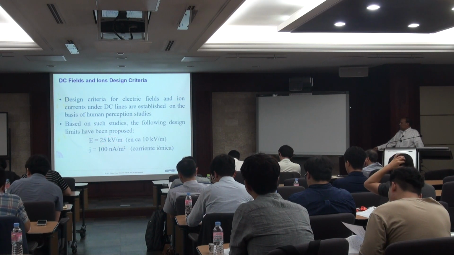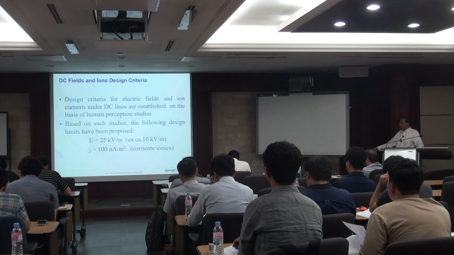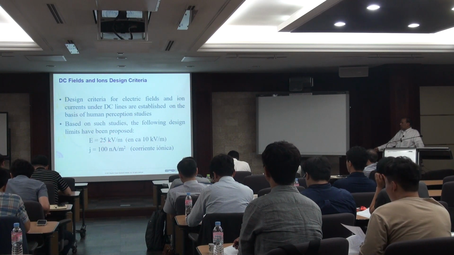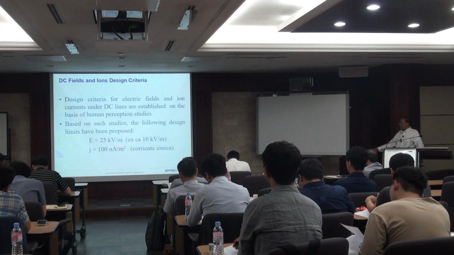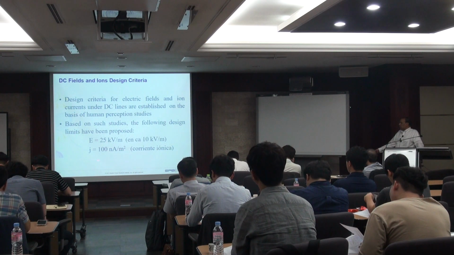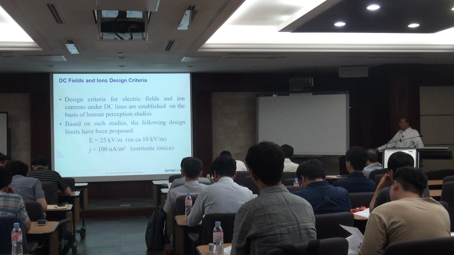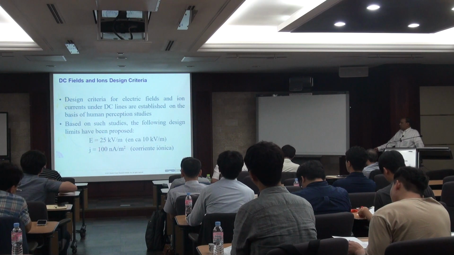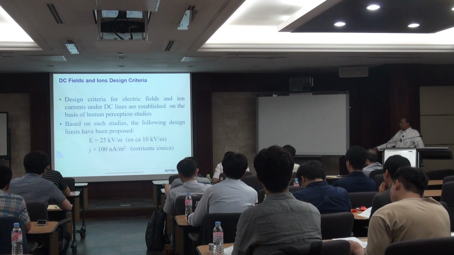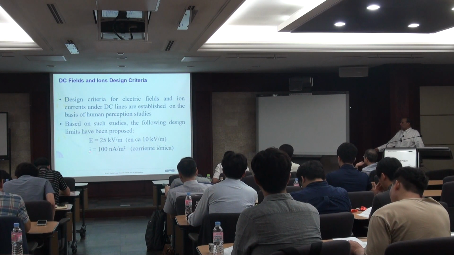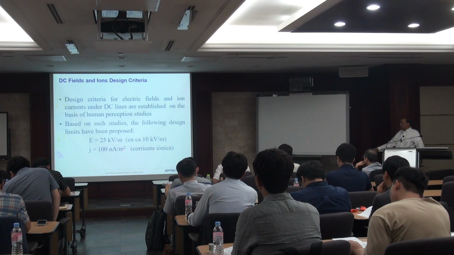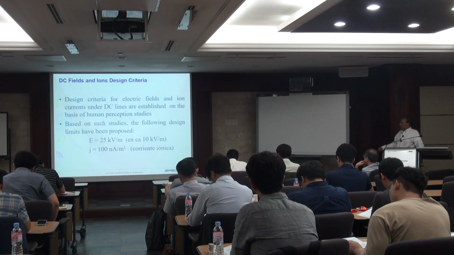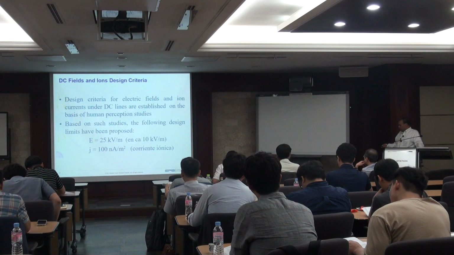So for DC fields and DC ions, the design criteria are given by these two numbers to remember. The electric field is 25 kV per meter. That is the limit that we use for the design. The ions generate what is called the ion current, which is 100 nanoamps per meter squared. If you take 1 square meter of area, the current flowing through should be limited to 100 nanoamps. That is J, defined as the ion current density. So you need to limit that when you do your calculations.